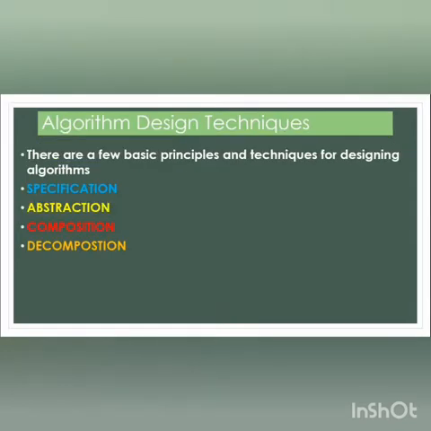Now we will move on to the next topic, algorithm design techniques. There are a few basic principles and techniques for designing algorithms. They are specification, abstraction, composition and decomposition. In this chapter, we will discuss the first two, specification and abstraction, and in the next chapter, chapter 7, we will discuss composition and decomposition. So, first we will see specification.